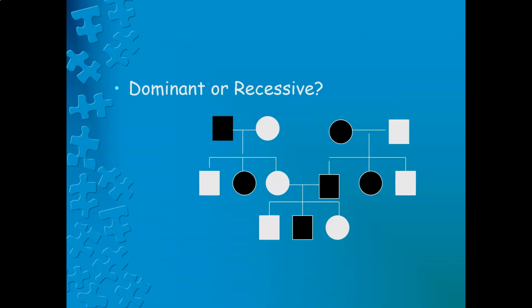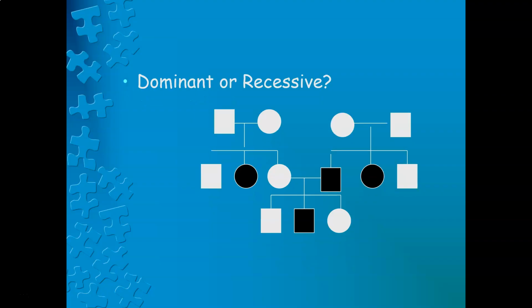So if I take a look at this one, am I expecting this to be dominant or recessive? And more than likely, this is dominant. I see in each set of parents, one parent is affected as well as some of their children. So I see it in every generation. So it's probably a dominant trait. How about this one?